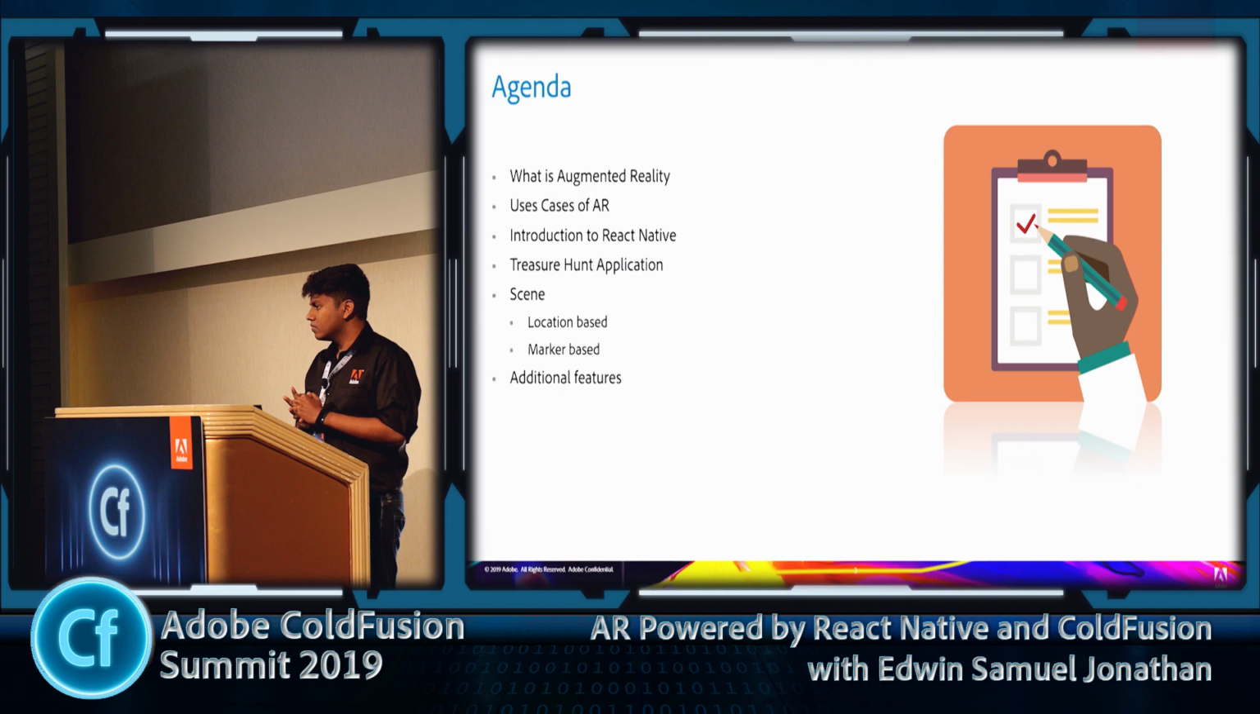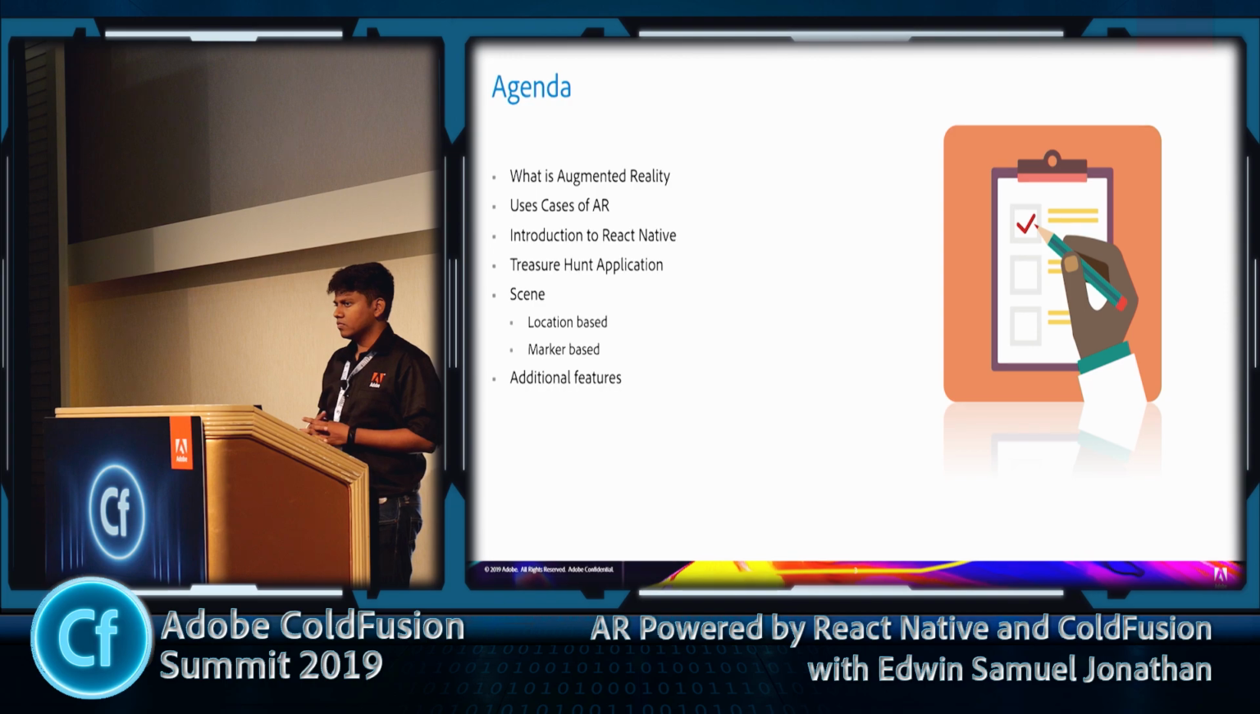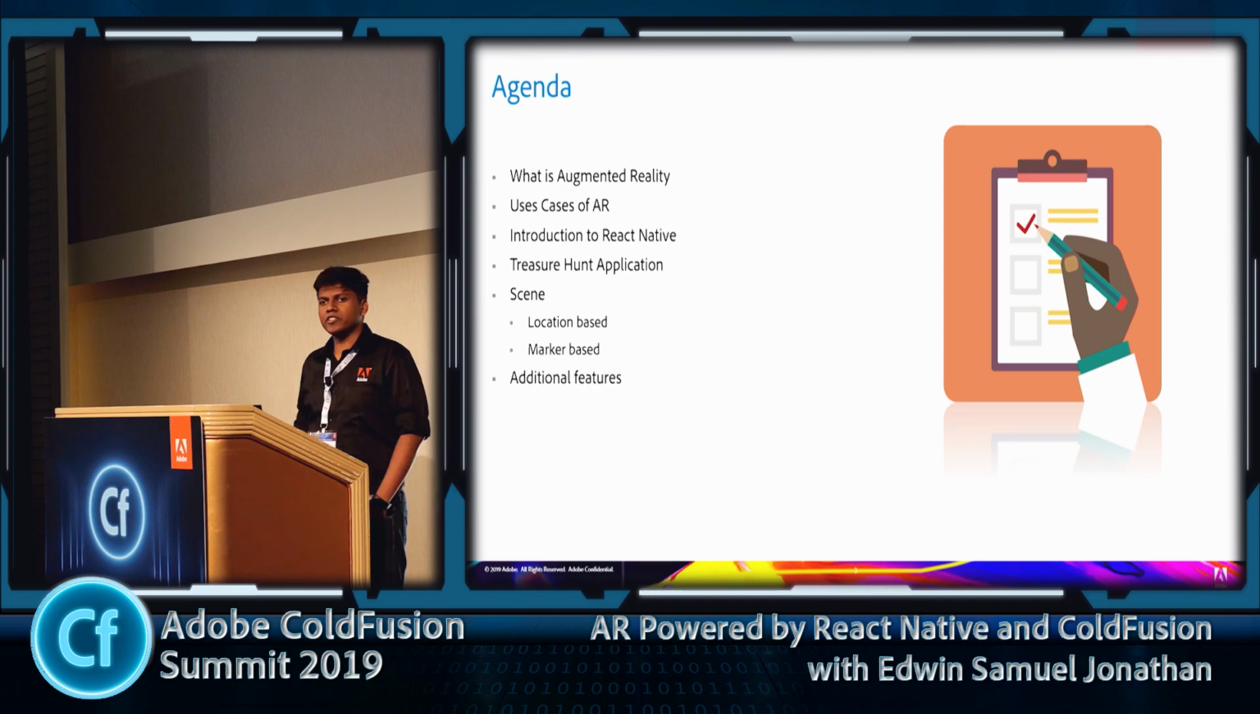We're going to be talking about two types of scenes in them. One is location-based scenes, which get activated when you reach a particular location, and the other is marker-based scenes, which get activated on recognition of some kind of image markers. And finally, I'm going to be talking about some additional features of augmented reality as well, which are not pertinent to our treasure hunt application, but you might find them useful in the application that you might want to build.